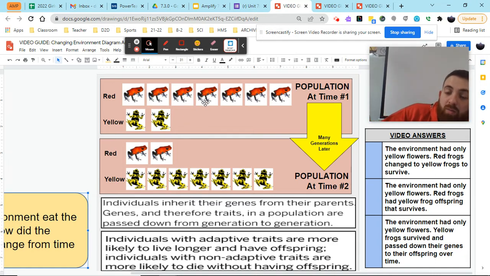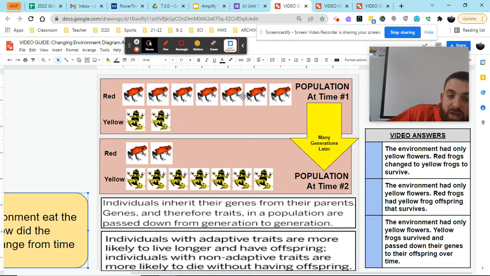So our red frogs are showing that they're not living, meaning they're not creating offspring. So they have the non-adaptive trait. And the yellow, on the other hand, have the adaptive trait, meaning they're living longer and having more offspring. So if we're looking at this, that means that the environment only had yellow flowers.